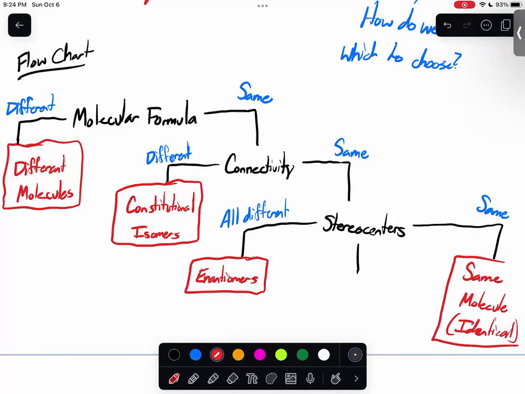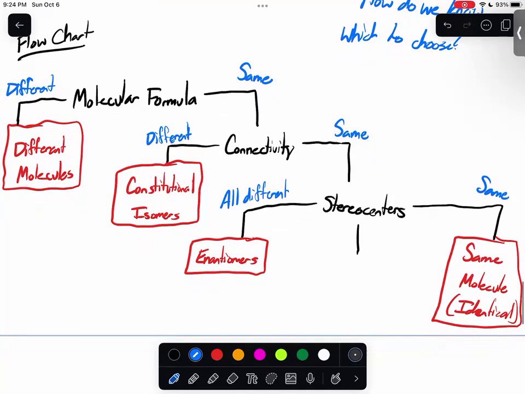The last split, as you may expect, is that not all of the stereocenters have to be the same and not all of them have to be different. You could have the choice where some, but not all, are different or changed, right? And that was the definition we had given previously for diastereomers.